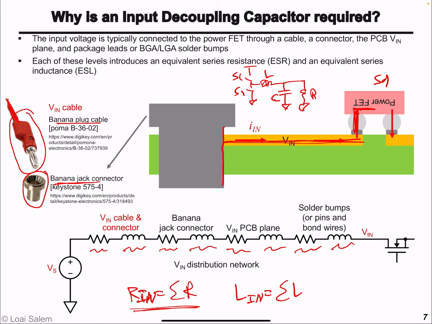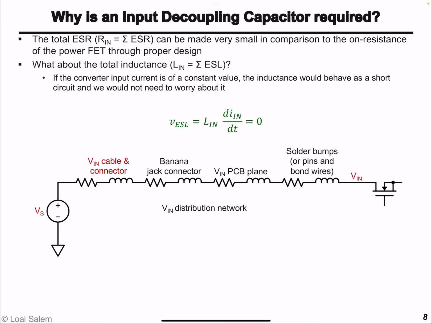The sum of these resistances, by design, we can make very, very small. We can make sure that the traces have very small equivalent series resistance. This header or jack connector has a very large, wide diameter, so that it lowers the equivalent series resistance and so on. The problem that we have is the equivalent input inductance Ln, which is essentially the addition of all these inductances together. Why?